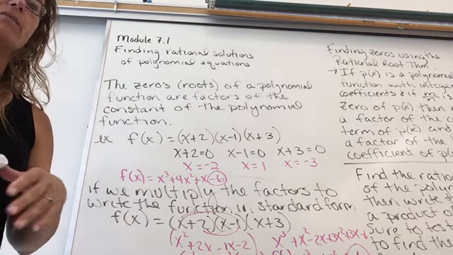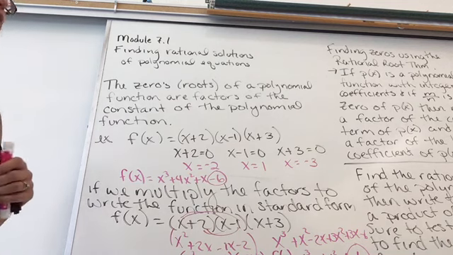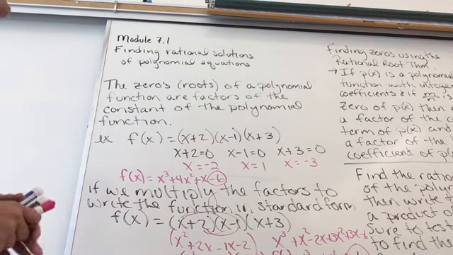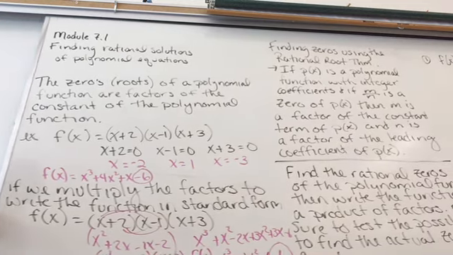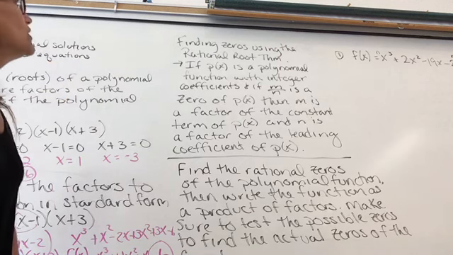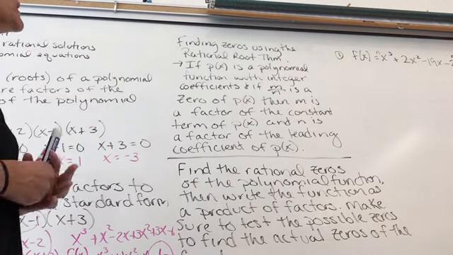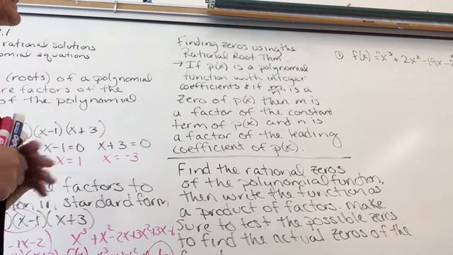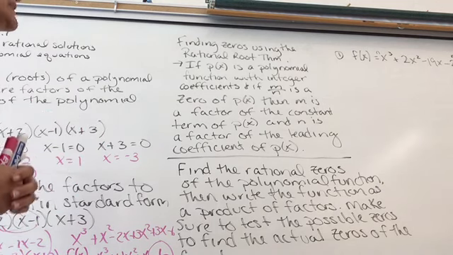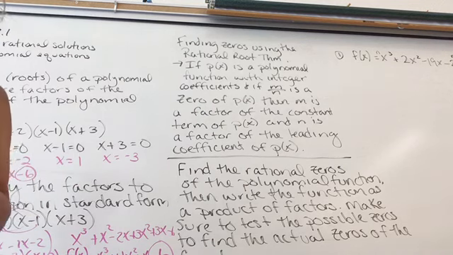Now, we're going to look at a theorem, and theorems can be kind of confusing, but we're going to look at it, and then we're going to apply it, and I'm going to show you how to use it. So, we're going to move a little bit onward. Finding zeros using the rational root theorem. It says, if p of x is a polynomial function with integer coefficients, meaning the numbers in front of the variables are integers, and if m divided by n is a 0 of p of x, then m is a factor of the constant term of p of x, and n is a factor of the leading term.